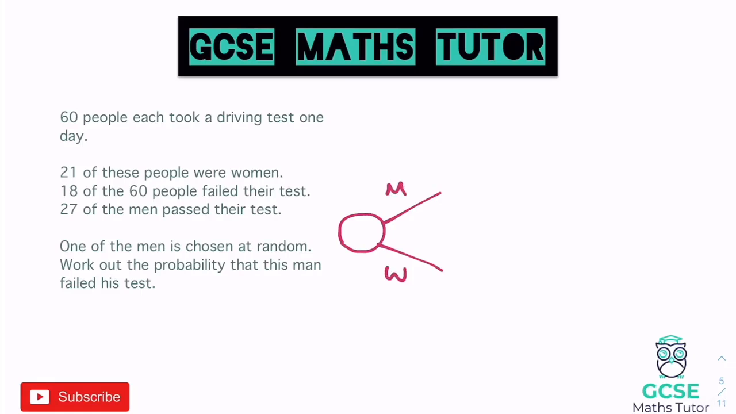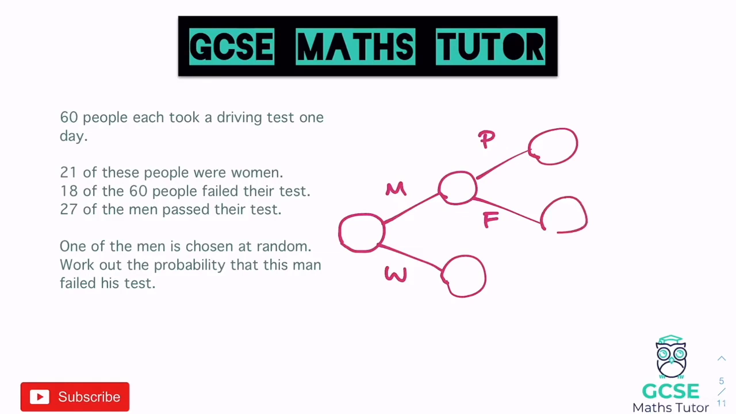We've got men and women, and then off each of those branches they either pass or fail. I'm just going to put P for pass and F for fail. There we go, and there's the tree. And there we go, so pass, fail.